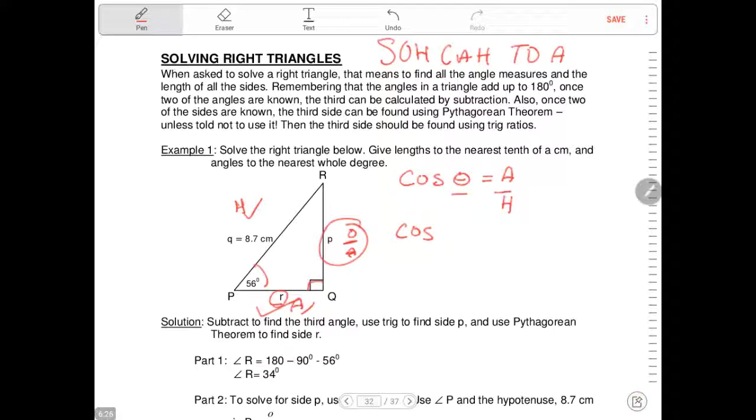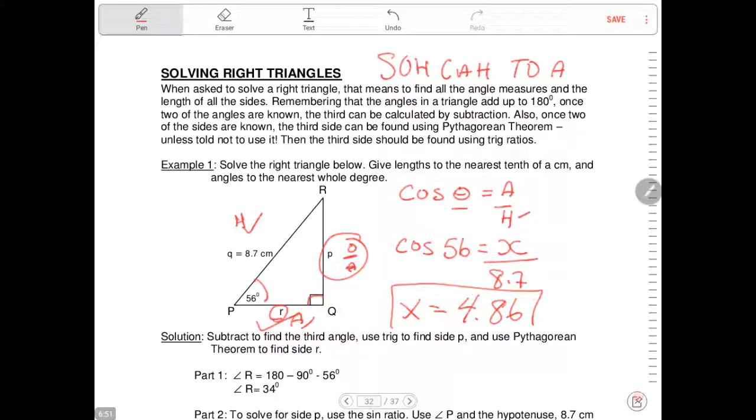Cosine, our angle value, is 56. What is our adjacent value? We don't know it, so we'll put X or question mark. Do we have a hypotenuse value? Yes, it's 8.7. We're going to multiply those two together. Cosine 56 times 8.7 is about 4.86, give or take.